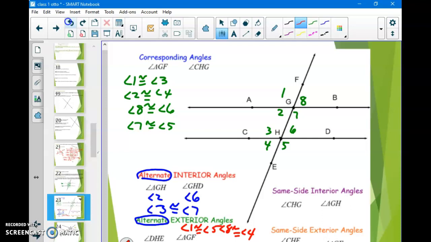And same side interior angles. So they're talking same side interior angles. And we have a couple of those, but this one's a little bit different. All of these were congruent, congruent, congruent, congruent. Same side interior angles are supplementary.